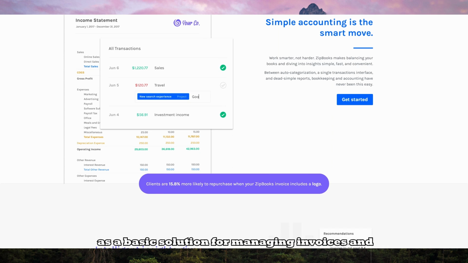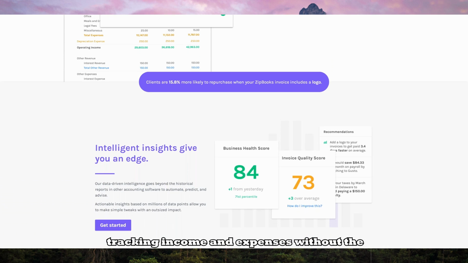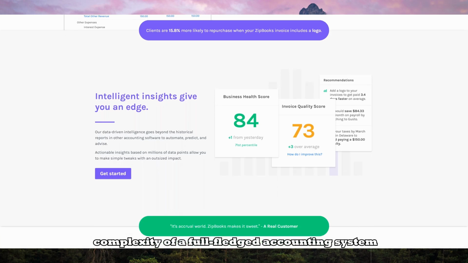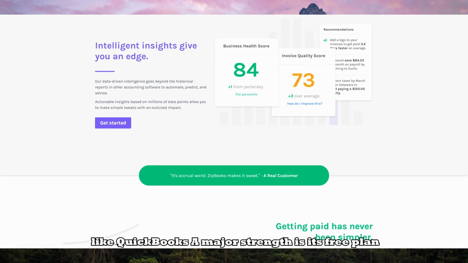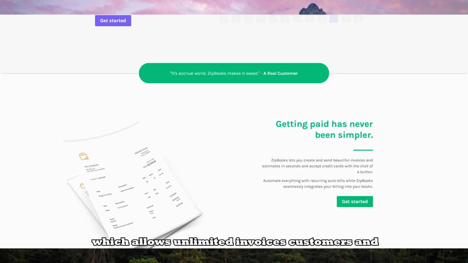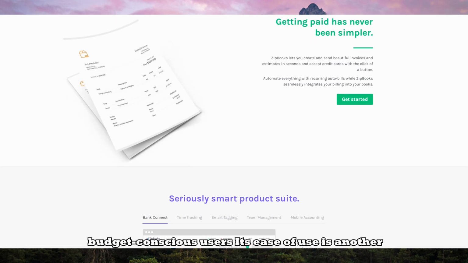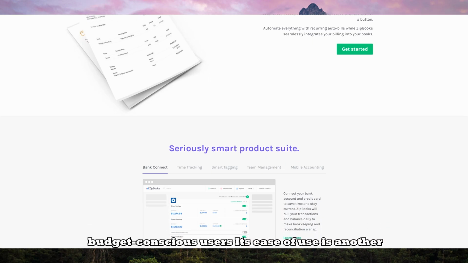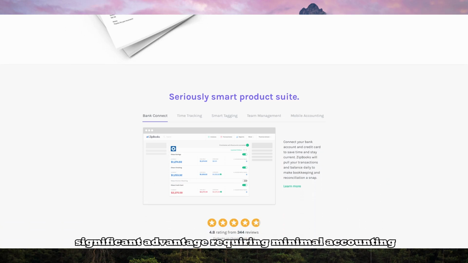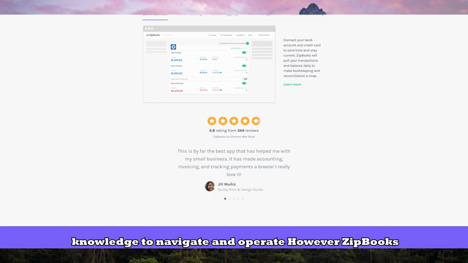ZipBooks is designed for businesses with simple accounting needs. It excels as a basic solution for managing invoices and tracking income and expenses without the complexity of a full-fledged accounting system like QuickBooks. A major strength is its free plan, which allows unlimited invoices, customers, and vendors, making it an attractive option for budget-conscious users. Its ease of use is another significant advantage, requiring minimal accounting knowledge to navigate and operate.